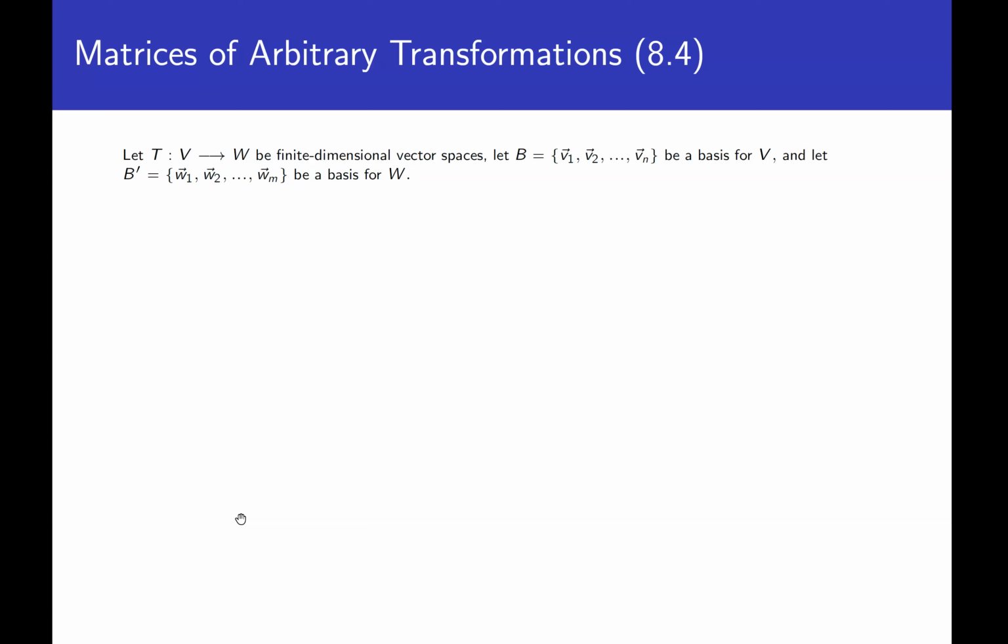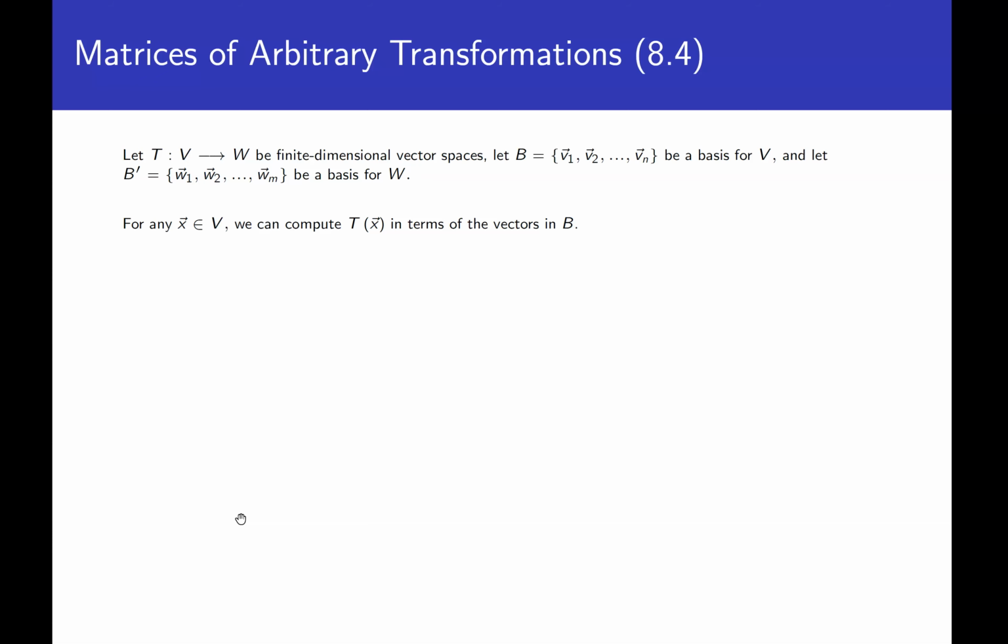So, to that end, let's let T be a linear transformation from V to W. V and W are both finite dimensional vector spaces. That just means that they have a basis that's a finite set of vectors. So, we'll denote the basis for V by B, and denote the basis for W by B prime.